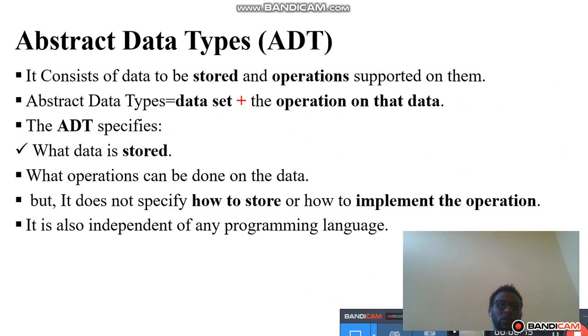ስለዚህ what does it mean abstract data type or ADT? I hope you have these concepts from C++ programming or any other types of programming. ስለዚህ when we talk about the abstract data type, it consists of a data to be stored and operations supported on them. What are the data to be stored on the memory and what are the operations to be supported on it?